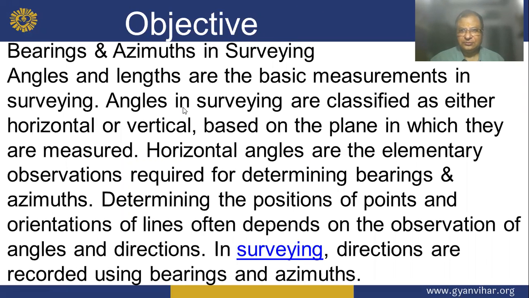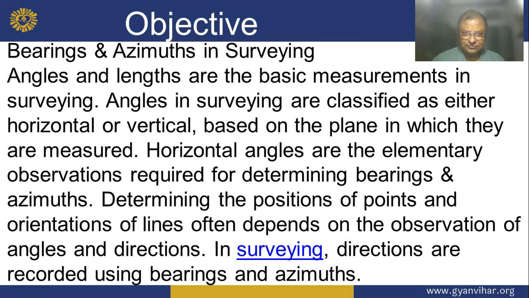So, what is the objective of this point? Bearing and azimuth in surveying. Angle and length are basic measurements in surveying. Angles in surveying are classified as either horizontal or vertical based on the plane in which they are measured.